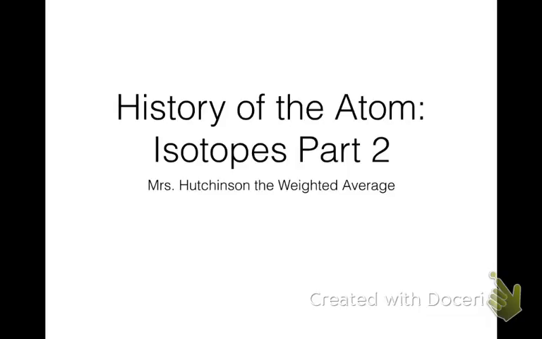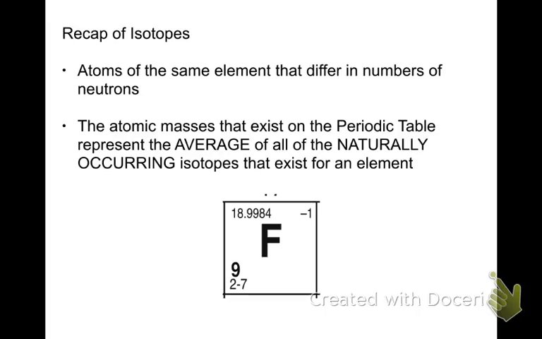We're finally going to finish up talking about isotopes. So isotopes, again, a little bit of a recap. Remember, they're atoms of the same element that differ in numbers of neutrons. And the atomic masses that exist on the periodic table represent the average of all of the naturally occurring isotopes that exist for that particular element.